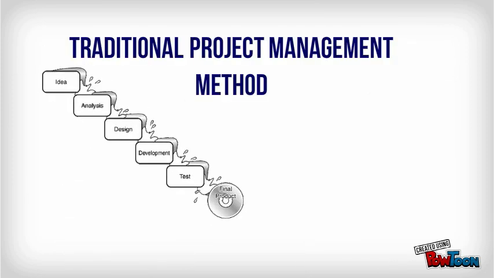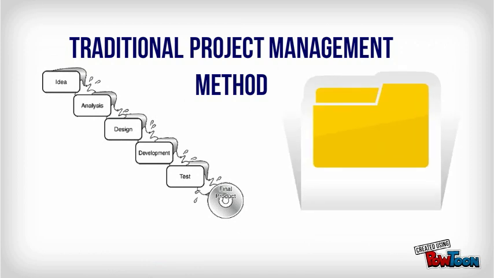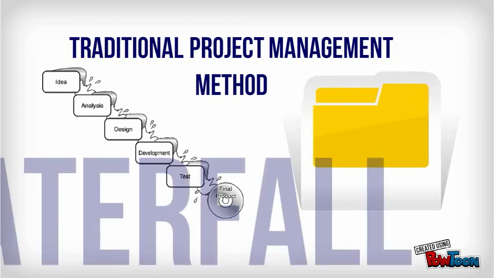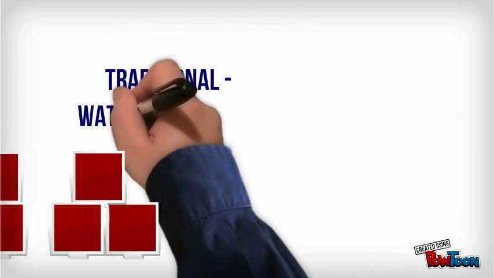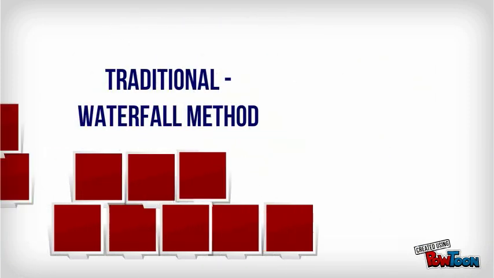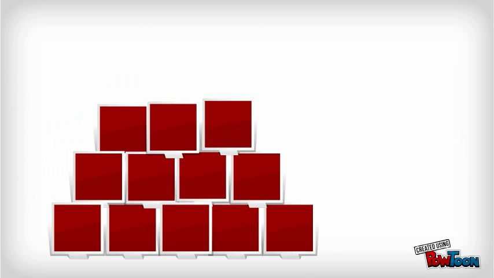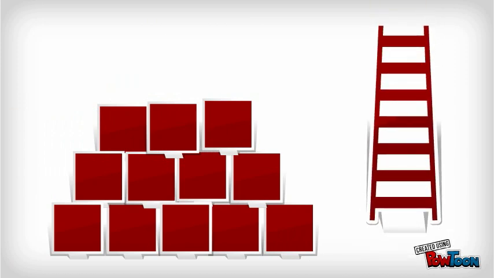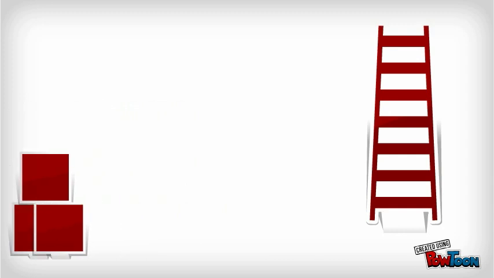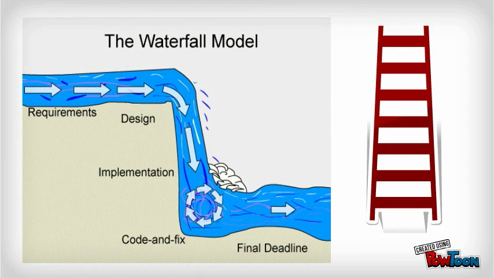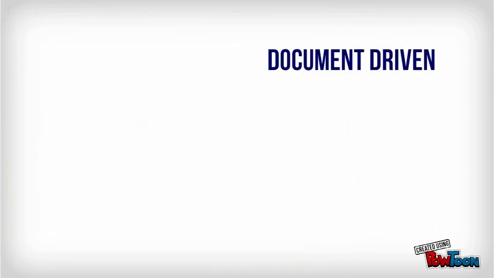The first approach we'll discuss is the traditional project management methodology. Other names for this type of approach are waterfall and document-driven. As the waterfall name suggests, this methodology focuses on breaking a project into concrete phases, and then ensuring each preceding phase is completed before moving on to the next phase, much like a waterfall starts at the top and flows downwards until it reaches the bottom or end.